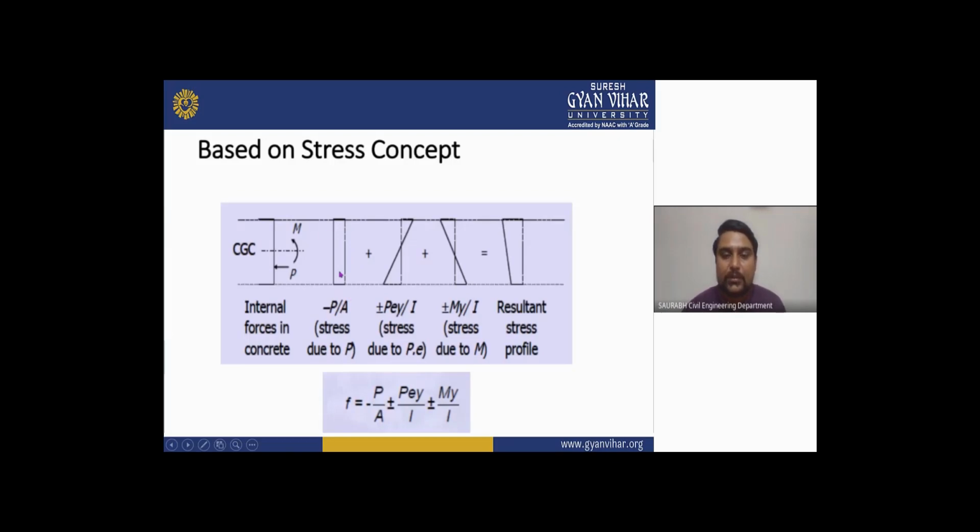This graph is showing the stress diagram, which will be equal to Pey upon I, the stress due to Pe, and the resultant stress profile will be like this. And here f will be equal to minus P upon A, plus or minus Pey upon I, plus or minus My upon I.